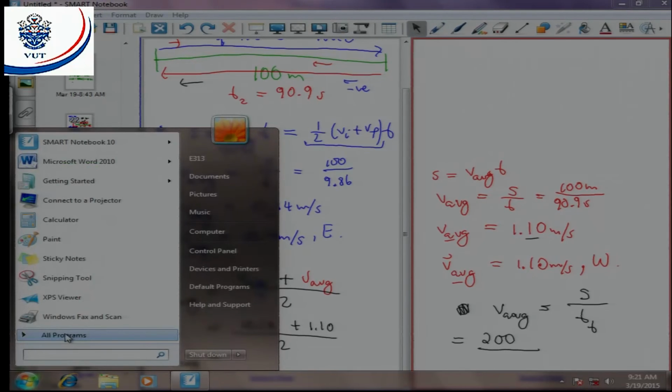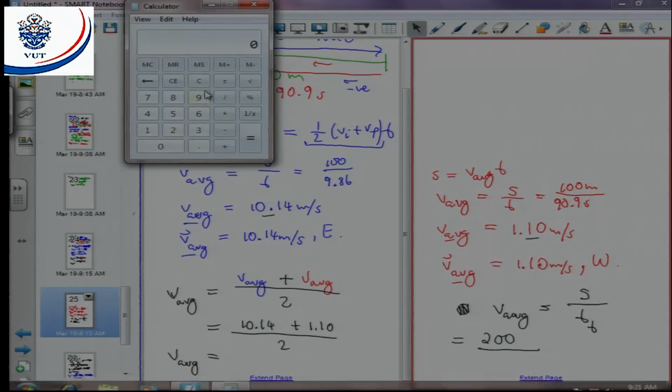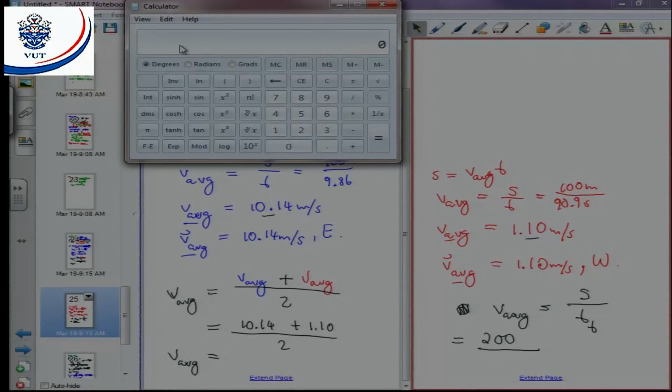Okay, so I'm being helped with the calculator. Okay, so there we go.